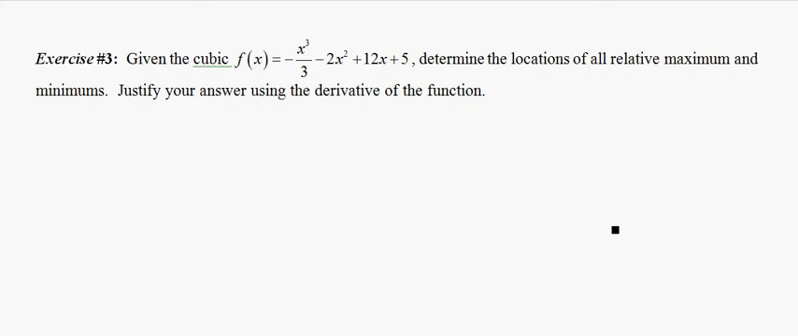In exercise number 3, they give us a new cubic and they ask us to determine the locations of all relative maximums and minimums. And then we're going to justify our answer using the derivative. So hit pause on the video now and take up to 5 minutes to think about this problem. Take the derivative, find out where you have horizontal tangent lines, draw out a number line of f prime, think about what it tells you, then try to determine where we have those maximums and minimums. Hit pause now.